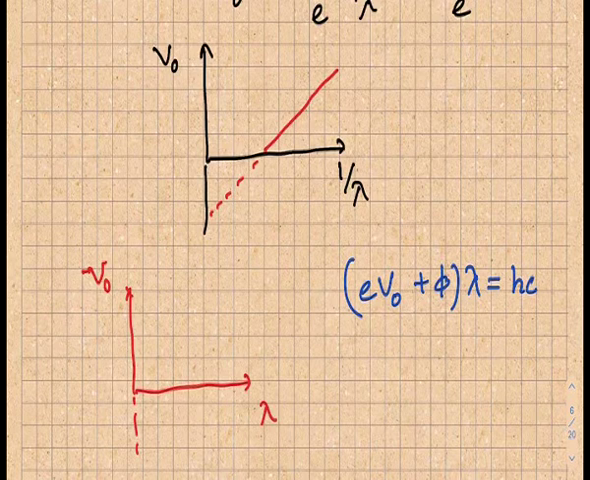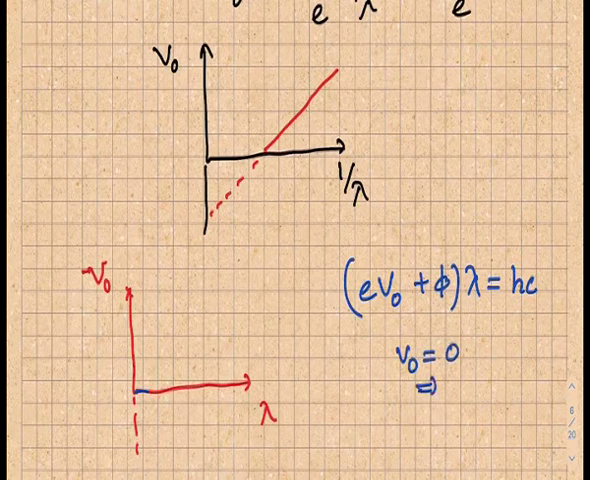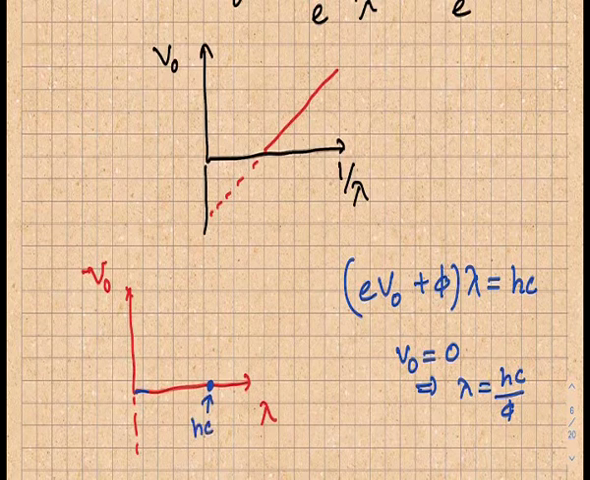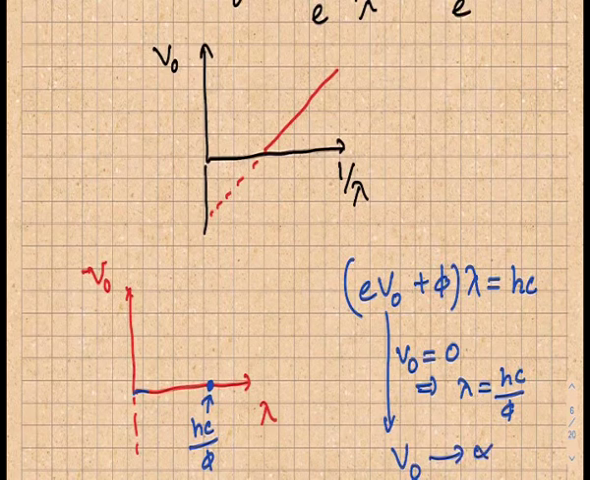Now, first of all, you see what is going to happen at V0 equal to 0. On this x-axis, when V0 is 0, from this equation, V0 equal to 0 implies lambda is equal to hc by phi. So it would have some value, somewhere here, let us say this particular point is hc by phi. And for another point, you see what is going to happen if lambda is equal to 0. Then from here, V0 would tend to infinity, so V0 will blow up.